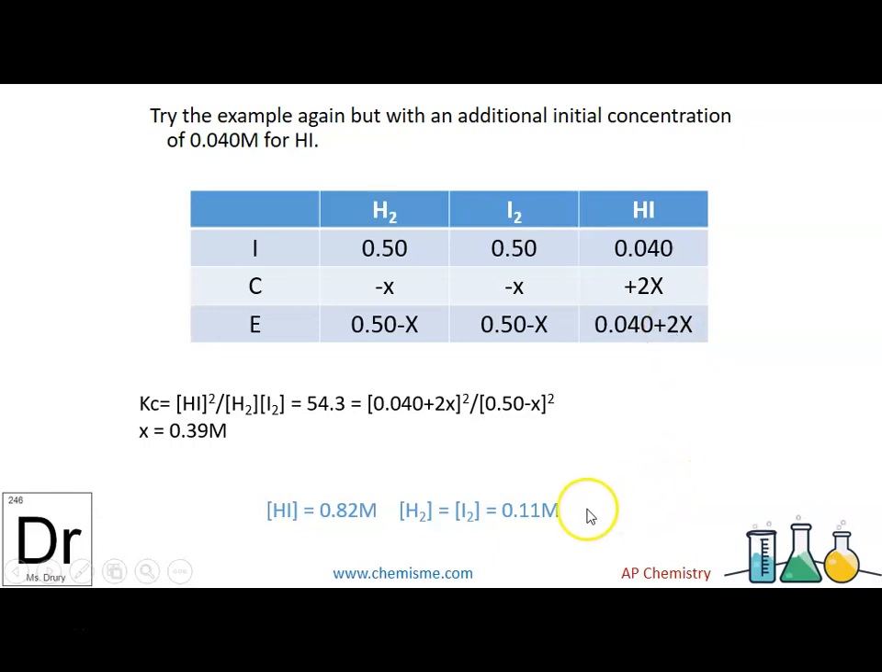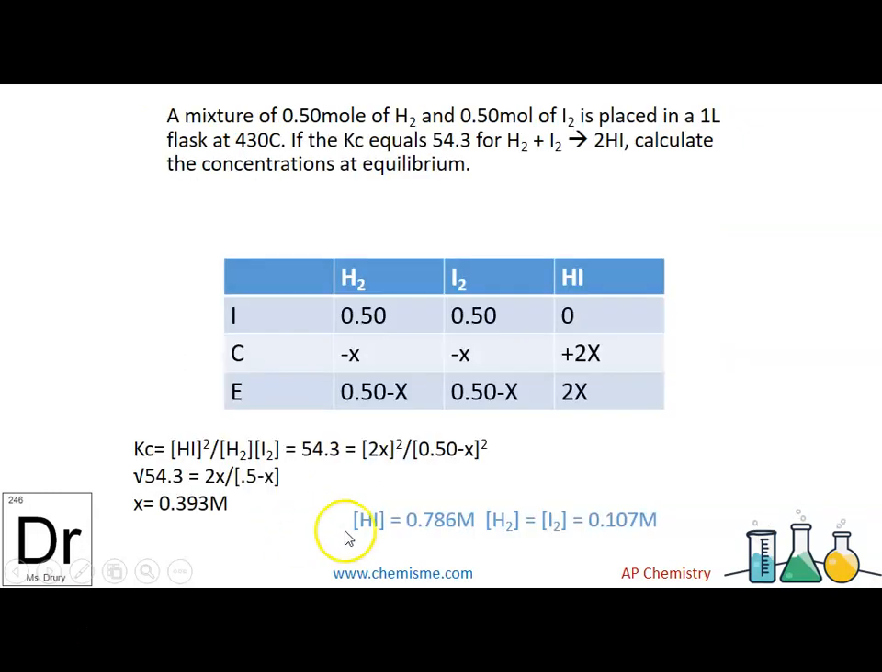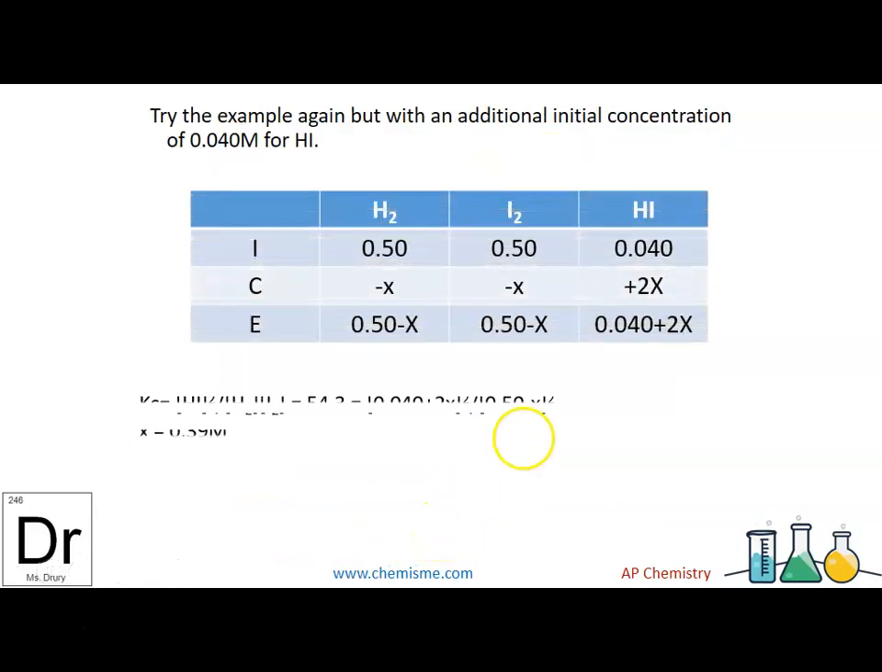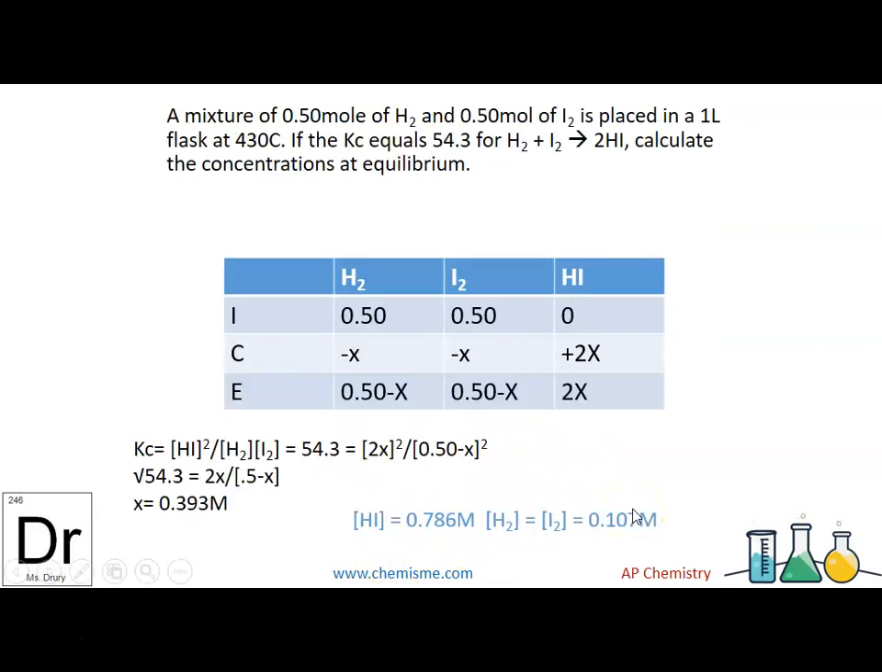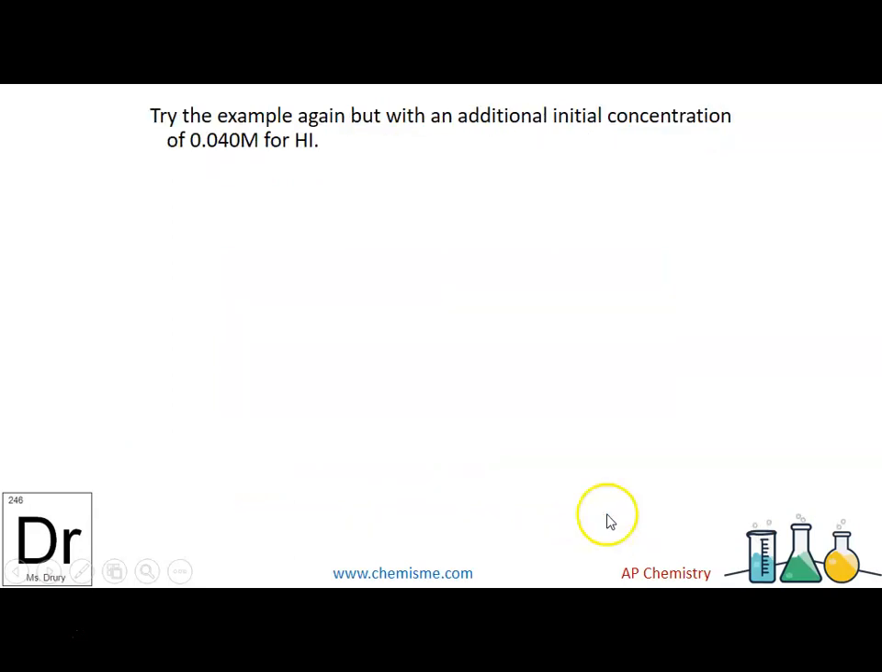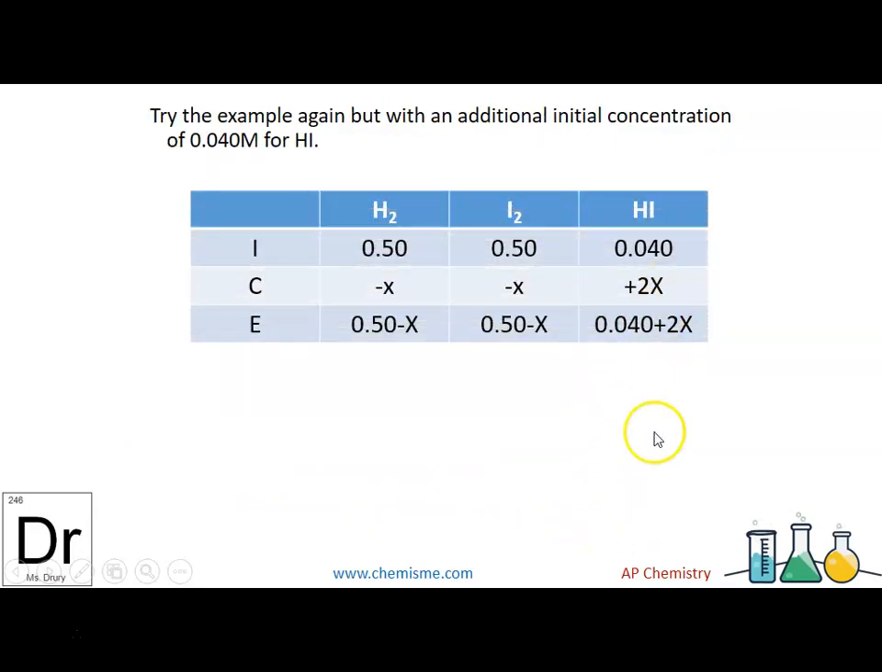What you'll notice is, because HI is present, we make a little less than we thought we did before. So HI is only 0.82 molar, whereas in the previous slide, HI was 0.786. So a little bit more products. And then if you check the H2 and I2, they were 0.11 molar, whereas before they were 0.107. So there's a small deviation if you have some of the products already present.